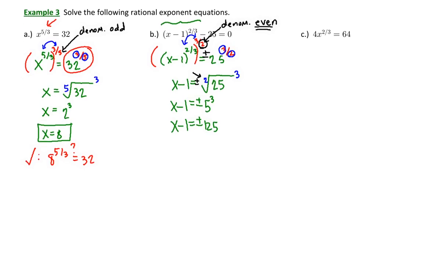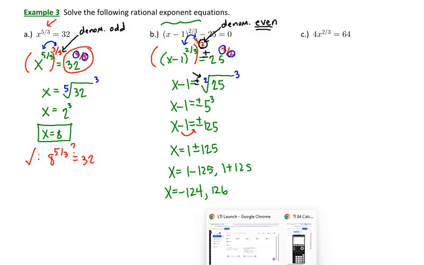So to finish off, I need to add 1 to both sides, and I'm going to put it in front of that 125. So my answers are 1 plus and minus 125. I'm going to separate it here. We have 1 minus 125 and 1 plus 125. So that's two solutions, negative 124 and 126. Let's check both of those with the calculator.